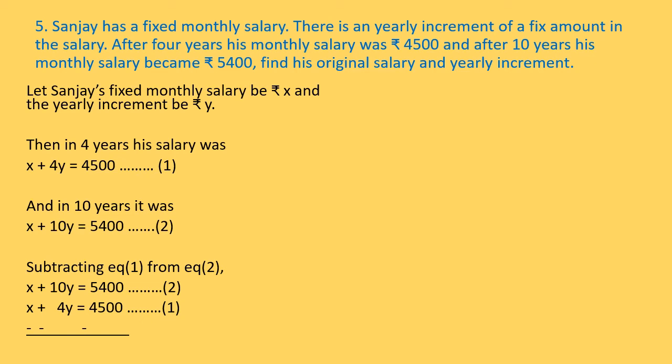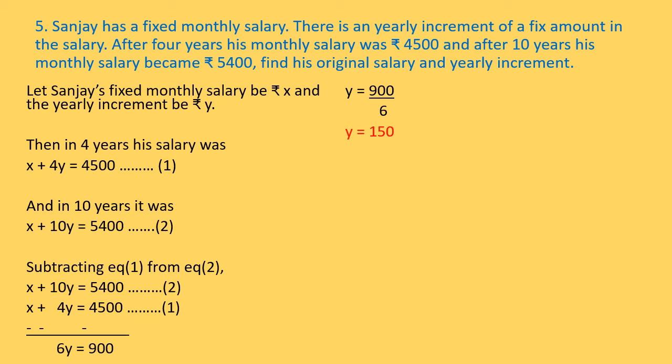Now when you solve, x and x will get cancelled. Now this 4y does not have a plus with it, it has a minus sign with it. So 10y minus 4y will become 6y, and 5400 minus 4500 will become 900. So we'll solve this. Y will be equal to 900 divided by 6. So when you solve this, you get y as 150.